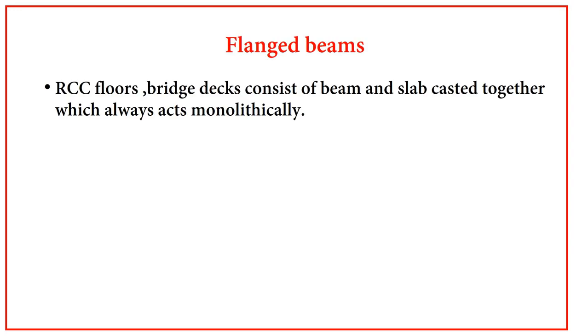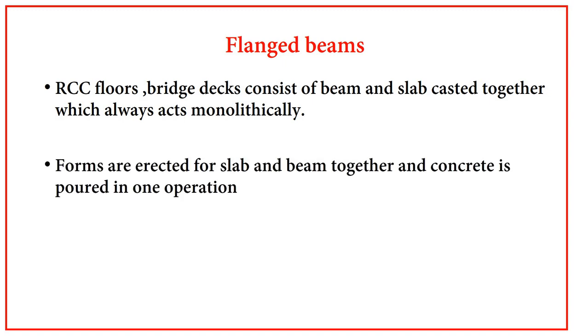Students, let us understand how continuous flange beam behaves. Okay, so what is flange beam? When RCC floor or bridge decks consist of a beam and slab that are cast together, they always act monolithically, right? Here the formwork is erected in such a way that the slab and beam together, and the concrete is poured in one operation only, right?